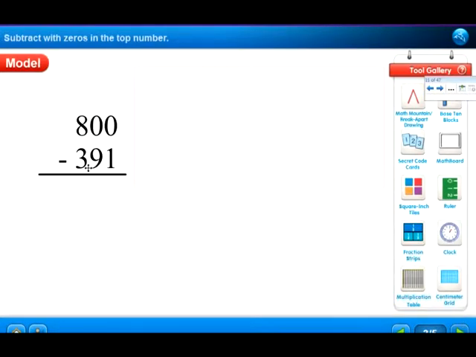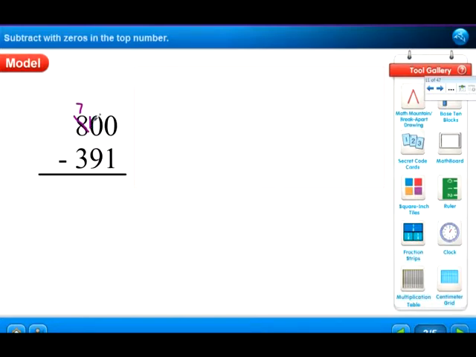800 minus 391. When we take 391 away from 800, we're going to have to regroup. And I can't regroup in the tens column. I'm going to have to regroup in the hundreds column. So I'm going to regroup by taking 100 away. And by taking 100 away, I'm going to make that a 7.